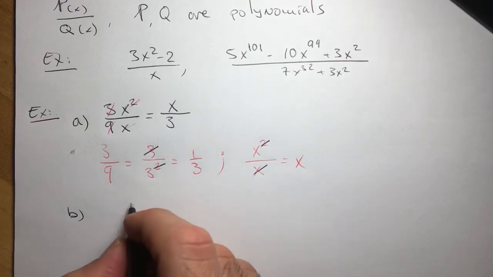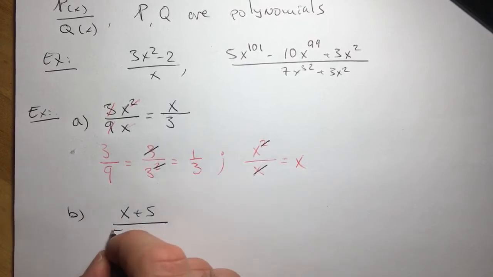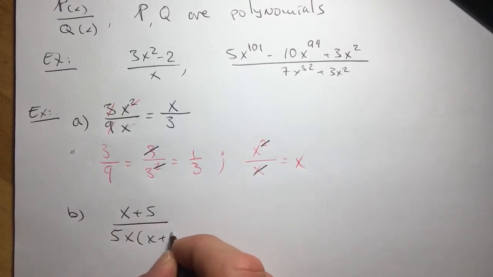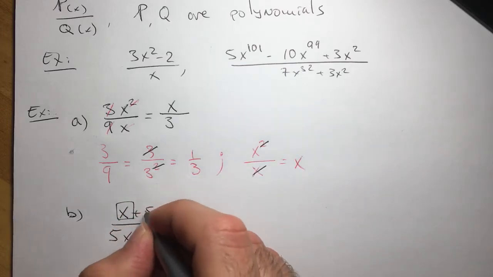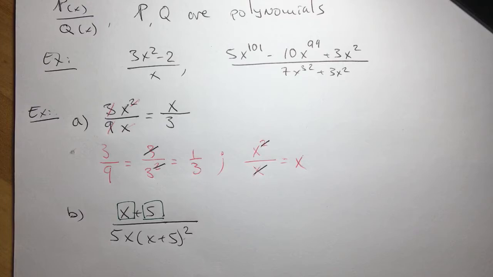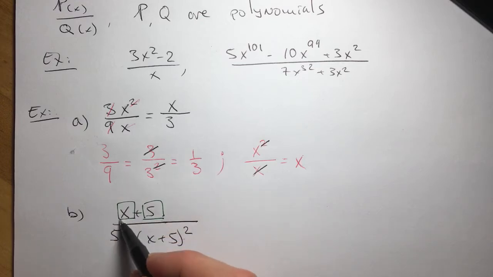Now be careful. The next example, x plus 5 over 5x times x plus 5 squared. Be careful: you cannot cancel x with x, nor 5 with 5, as factors, because they're not factors. Factors have to be multiplied, right? I can neither cancel x with x, nor cancel 5 by 5.